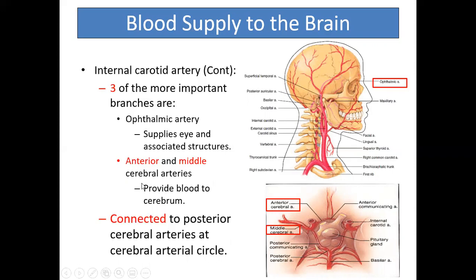And the other two arteries that also arise from the internal carotid artery are the middle cerebral artery and the anterior cerebral artery. So there are three important branches that arise from the internal carotid artery. This is the internal carotid artery, and these two branches are the middle cerebral artery and the anterior cerebral artery. So this arterial system will connect to the posterior cerebral artery at the cerebral arterial circle of Willis.